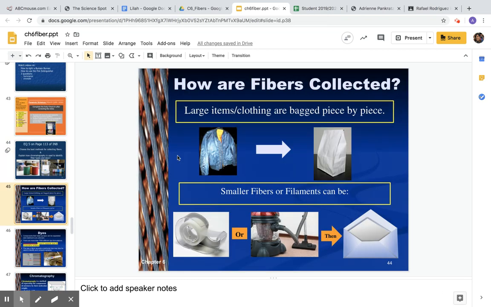So let's answer that first essential question. How are fibers collected? This is a really simple slide. I'm trying to go through and minimize as much as I can. So if we have a large item, like for example, this jacket here, it's got some blood. What we're going to do is hang dry that jacket. So you kind of see it hanging dry here. Once it is dry, we are going to then put it in a paper bag. So again, we see paper bag.